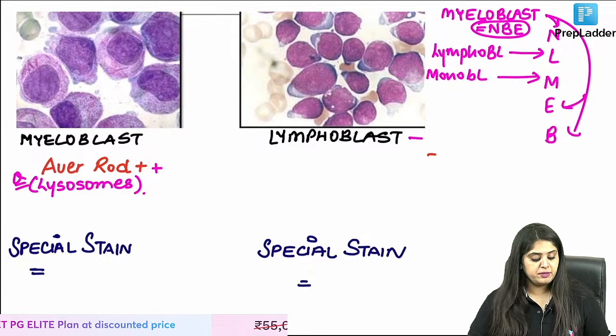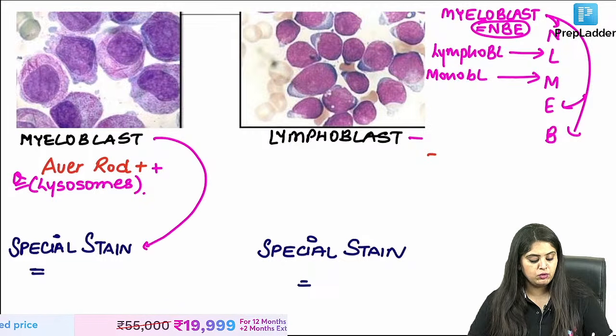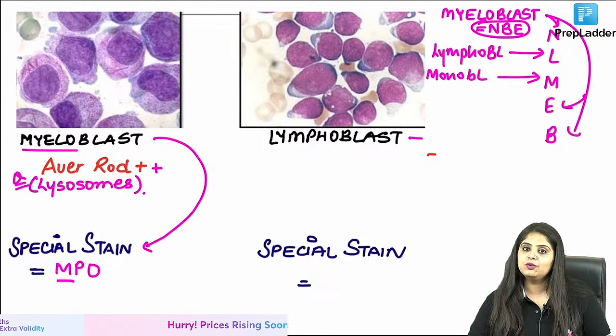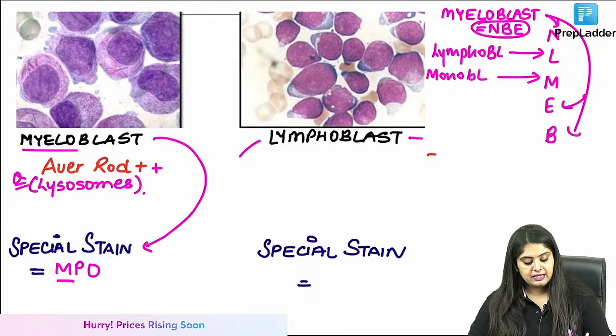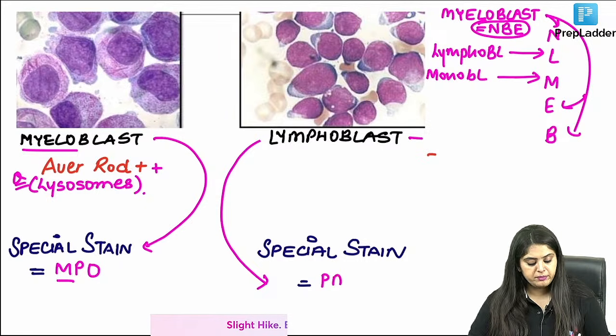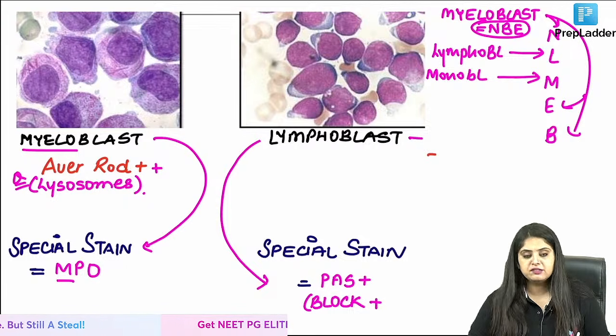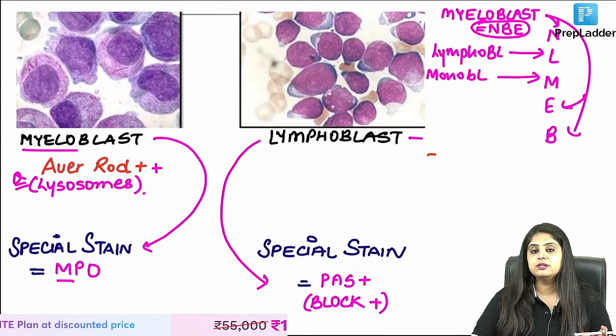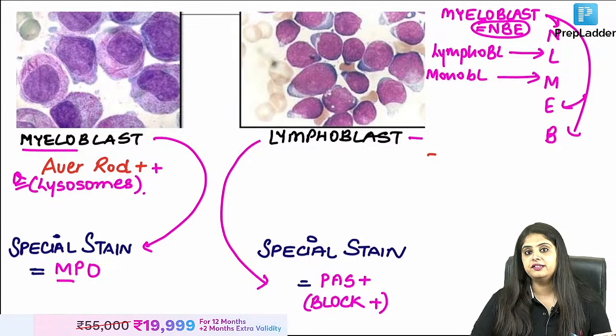Now you will tell me their special stain. What is the special stain for myeloblast? Most important stain, common sense ma'am. For myeloblast, myeloperoxidase is the most common, and for lymphoblast the most common you had told me yesterday also. PAS positivity. Remember we made a table of PAS positivity, and I'll remind you once again, only glycogen was PAS positive, diastase sensitive.